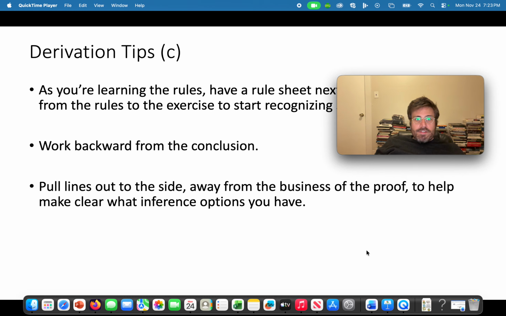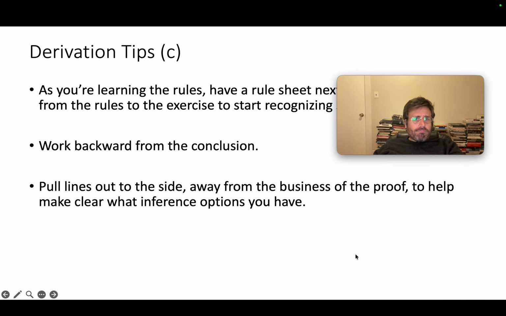Try to pull lines out to the side and away from the business of the proof to help make clear what inference options you have. In other words, have some paper over where you're writing down your rules and you're writing down specific premises. It's okay to make mistakes and have to go back and retrace your steps a little bit. Some of this does just require some trial and error.